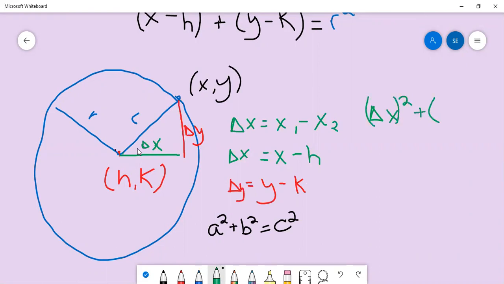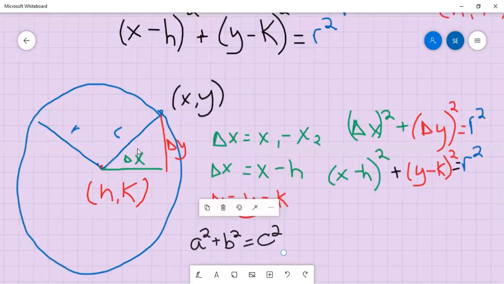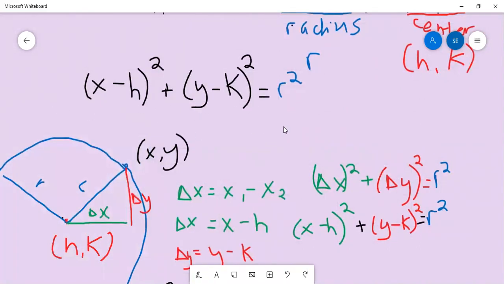We're going to add our b squared, which is our delta y squared. And this is going to be equal to our hypotenuse squared. Well, our hypotenuse is r, so this is r squared. Now, if we substitute what we just did here, we get x minus h is our delta x squared, plus our delta y is y minus k. Again, this is squared, and this is equal to our radius squared, which you can see is this equation that we had up here.